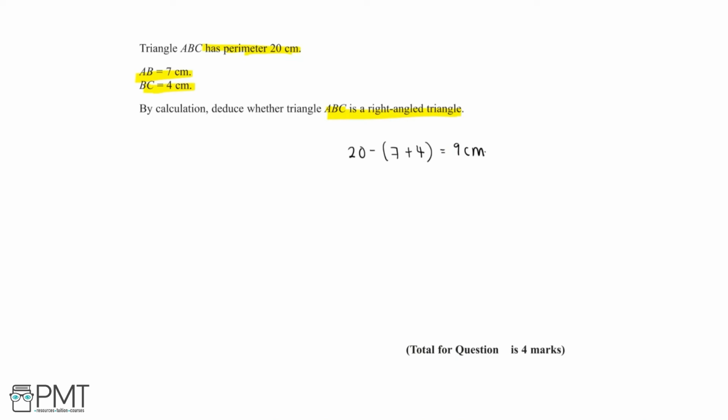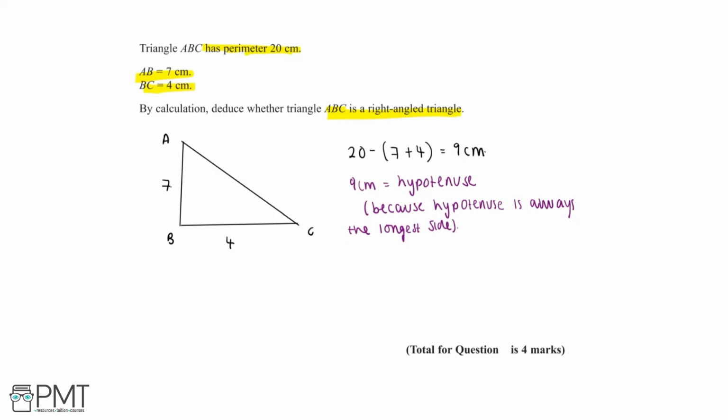Now 9 centimeters is larger than both 7 centimeters and 4 centimeters. And so now assuming that ABC is a right angle triangle, we can say that the 9 centimeter side length is equal to the hypotenuse, because the hypotenuse is always the longest side. Now it would be really helpful to draw a diagram to help us in our calculation. Assuming that ABC is a right angle triangle, we have side length AB equals 7 centimeters, BC is equal to 4 centimeters, and now we found that the hypotenuse AC would be equal to 9 centimeters.